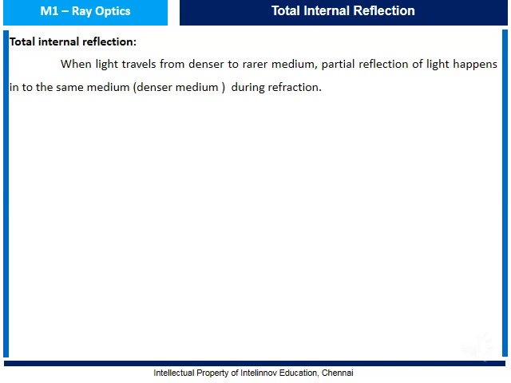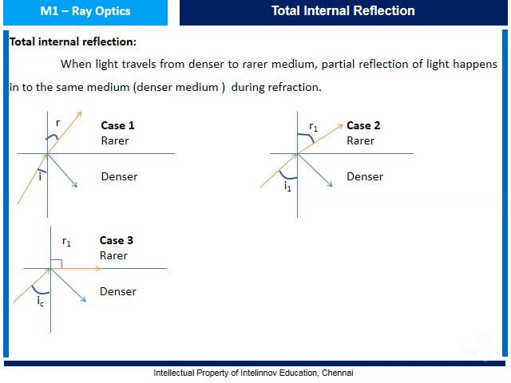Here we need to notice the angle of incidence and angle of refraction. In the first case, the angle of incidence and angle of refraction are denoted by I and R. As the angle of incidence becomes more, the angle of refraction will also tend to be more. In the third case, if we still increase the angle of incidence, the angle of refraction will become 90 degrees.